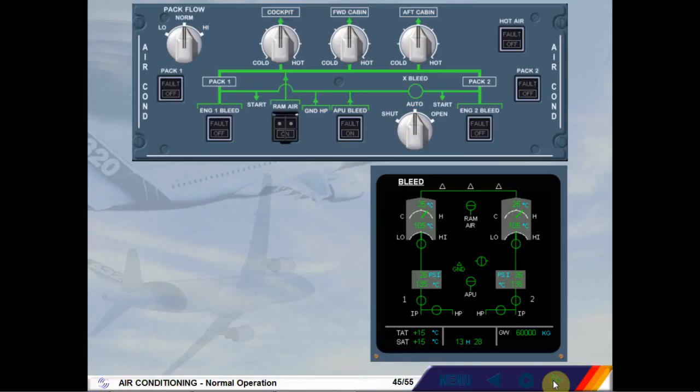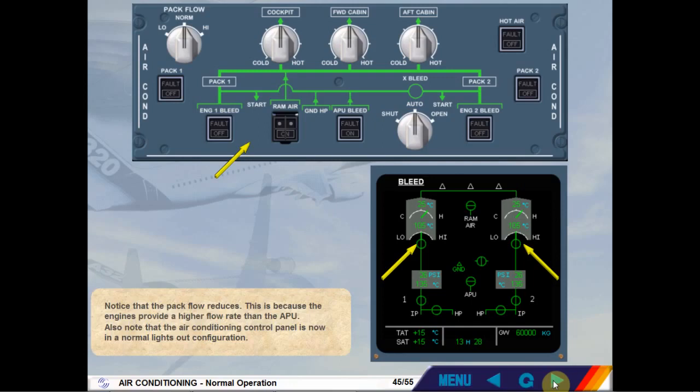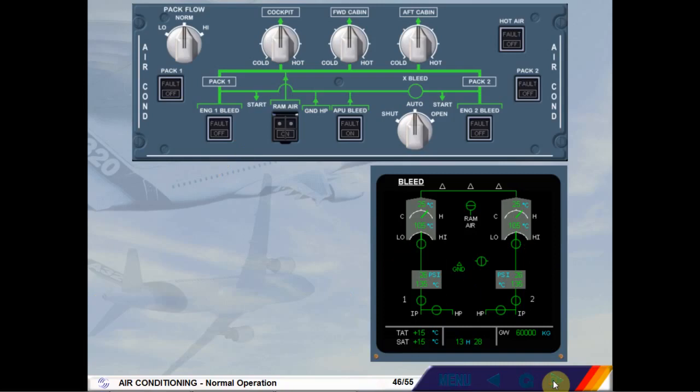Notice that the pack flow reduces. This is because the engines provide a higher flow rate than the APU. Also note that the air conditioning control panel is now in a normal lights-out configuration. When the APU is shut down, the APU symbol on the bleed page is removed.